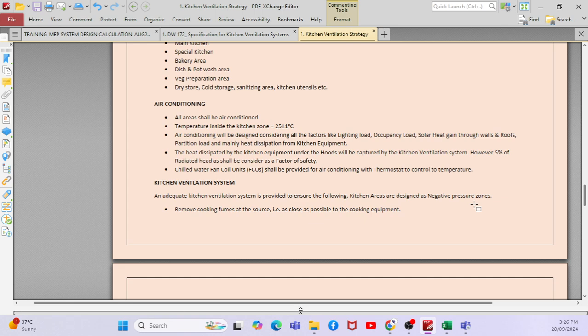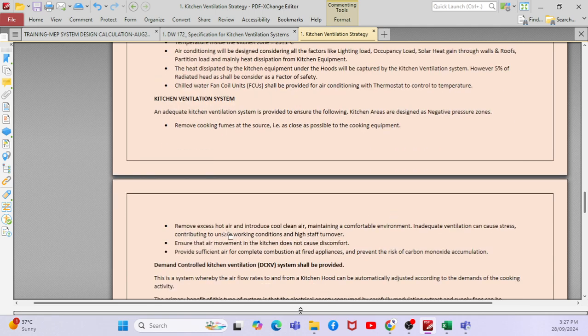That is why we maintain negative pressure. The purpose of the negative pressure is to remove cooking fumes at the source, that is as close as possible to the cooking equipment. Then remove excess hot air and introduce cool clean air, maintaining a comfortable environment. Inadequate ventilation can cause stress, contributing to unsafe working conditions and high staff turnover. So this is why we do proper ventilation.